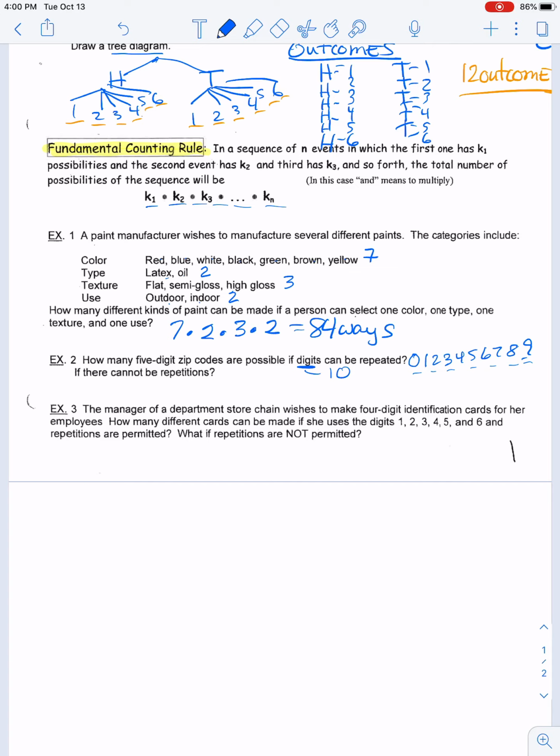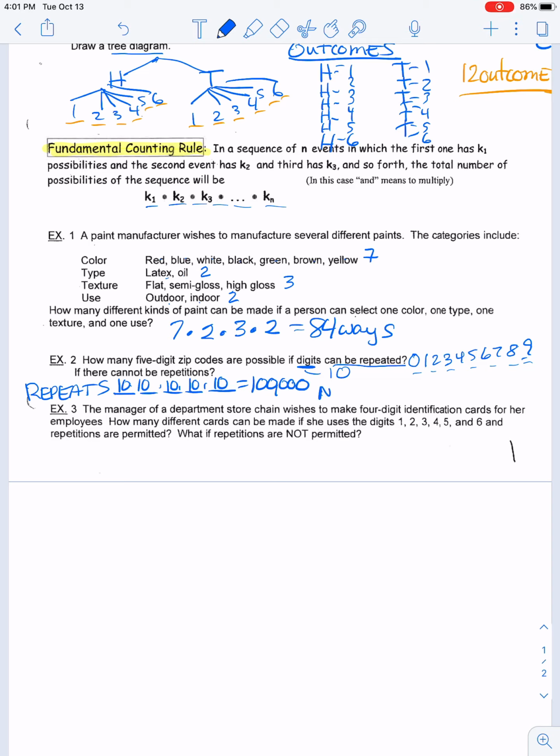So if we want to make a zip code that has repeats, where repeats can be used is the first part of the question, you have 5 blanks. You have 10 digit choices for each blank. So you multiply that across and you come up with 100,000 different ways to make a 5-digit zip code if repeats are allowed.